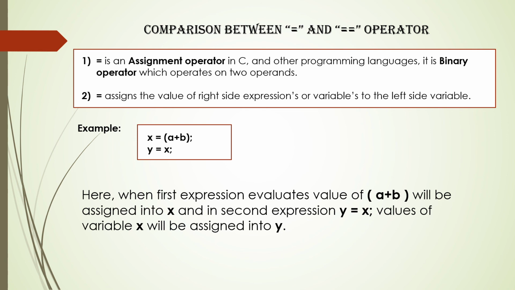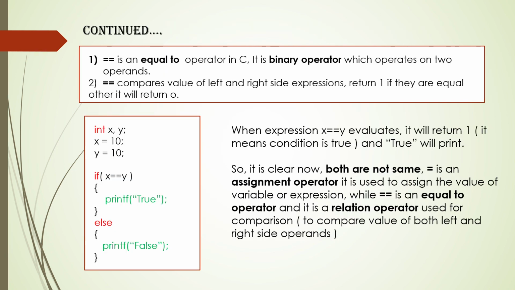So this is the assignment operator, and then the equal to operator. It is denoted by the double equal to sign. It is a binary operator which operates on two operands. Double equal to compares the value of the left and right side expressions, and returns 1 if they are equal, otherwise it will return 0. Here I have mentioned int x, y: x and y are variables of int data type. The value of x is 10 and y is 10, meaning x and y are both storing the value 10. Now I have mentioned the condition if x equal to y. See, now this equal to operator comes into play: it compares whether the value of x is equal to y or not.